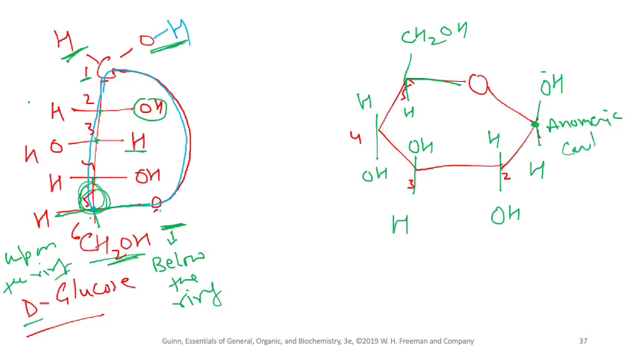Anomeric carbon, and OH is on the top, then this is beta, and this glucose comes from where? D glucose. So beta D glucose, right? So this is one of the isomers, but this OH could have been on the bottom and H could have been on the top. If that was the case, then it would be alpha D glucose.